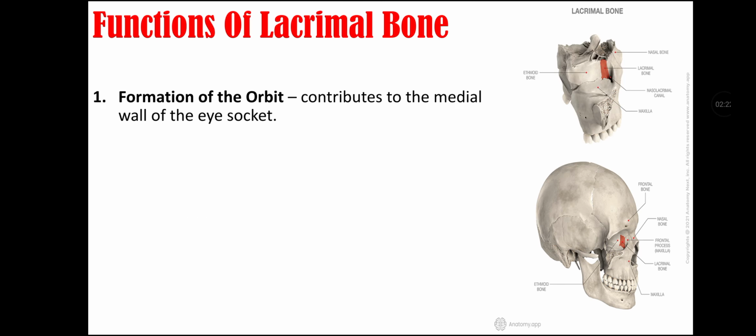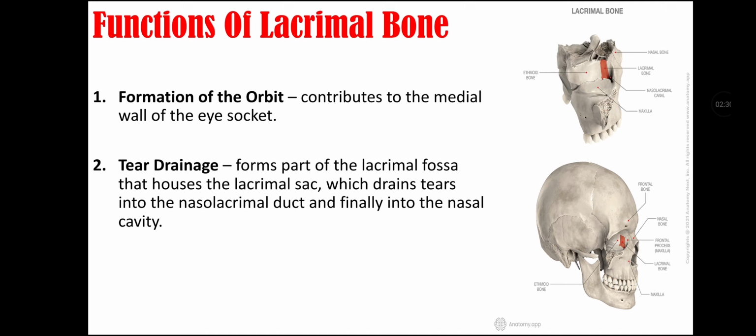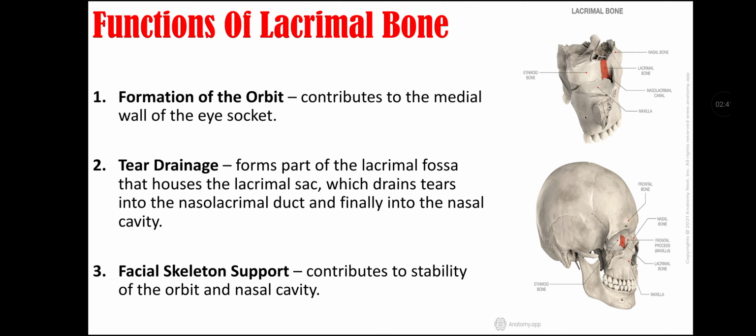Functions of lacrimal bone. First function is formation of orbit, as this bone contributes to the medial wall of the eye socket. Second function is tear drainage, as this bone forms part of the lacrimal fossa that houses the lacrimal sac which drains tear into nasolacrimal duct and finally into nasal cavity. Third function is facial skeletal support, as this lacrimal bone contributes to stability of orbit and nasal cavity.